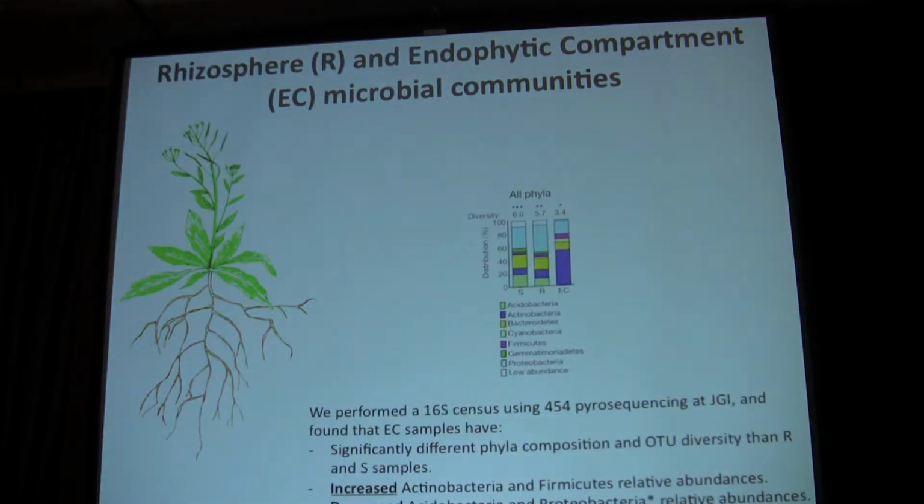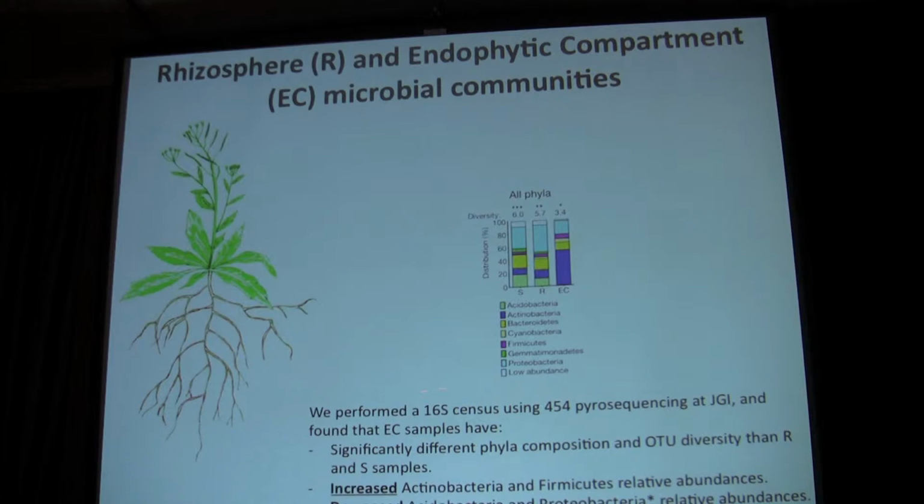So what we see here when we look at this first question of who is there in these communities, which is always your first question when you start looking at them, is that bulk soil and rhizosphere look very similar to each other in their phyla distribution, while the endophytic compartment looks much different in the distribution, as well as a decrease in diversity. So there are less microbes there, which is, of course, what you would expect.